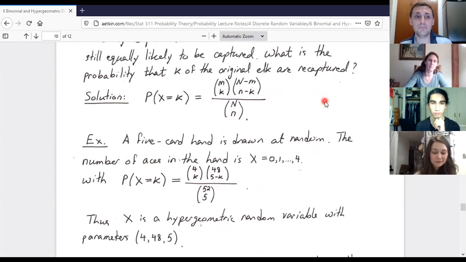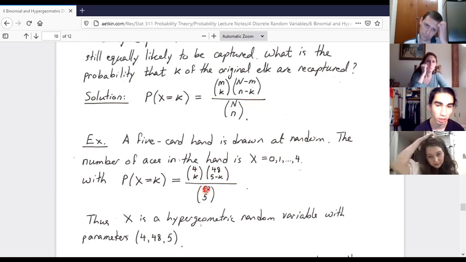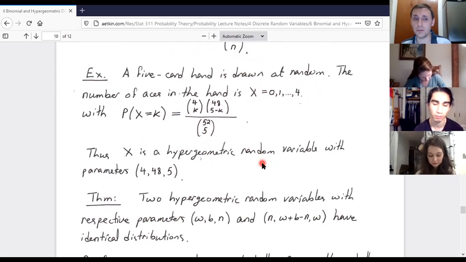Here is another question. A 5-card hand is drawn at random. The number of aces in hand is X equal to 0, 1, all the way to 4, right? And what's the probability that I have k aces? It's 4 choose k, the 4 aces I have, and the rest of the cards are not aces, and from them I have to choose 5 minus k, and the total is 52 choose 5. So that's a hypergeometric random variable. I tend to never remember why it's called hypergeometric. Maybe there is a good reason for it, but I don't know it. Okay.